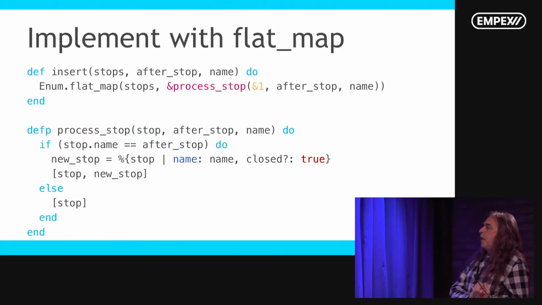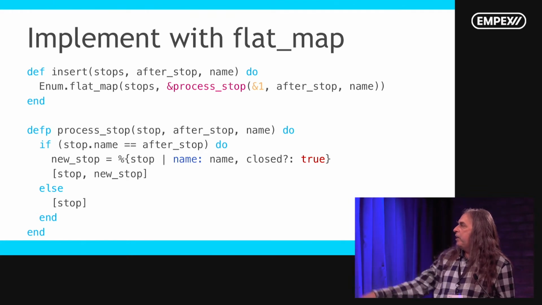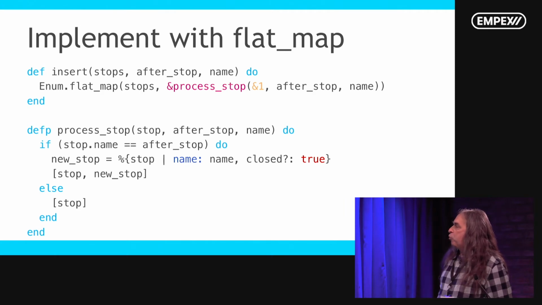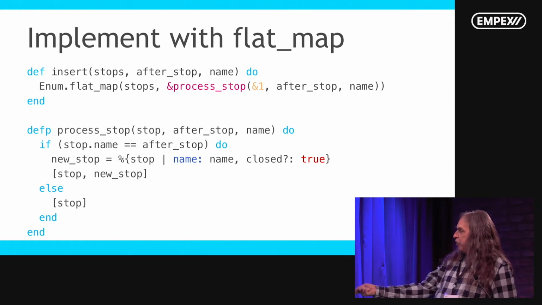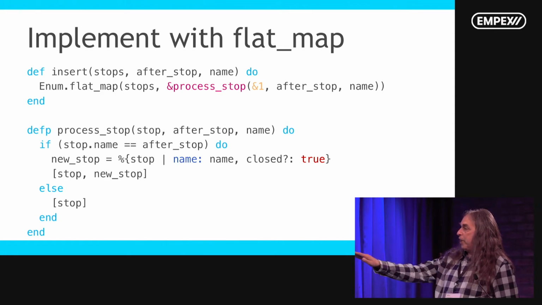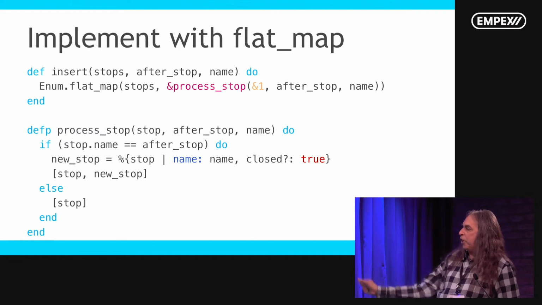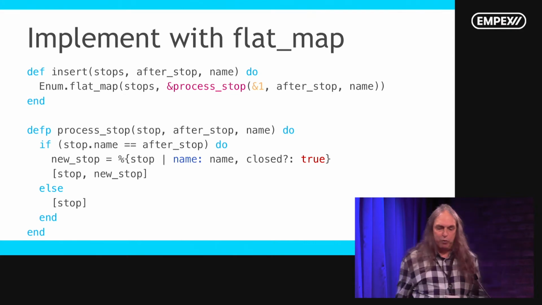So we have this high-level insert function. It takes a list of stops, the place I want to insert it, and the name of the new stop. I call flat map and pass it this one function, process stop. And again, process stop will take the stop, the place you want to insert it, and the name. And all I do is look: am I processing the stop I want to insert after? If I do, I clone that new stop and return a list with 2 elements, the existing stop and the new stop. Otherwise, I return the stop in list form.